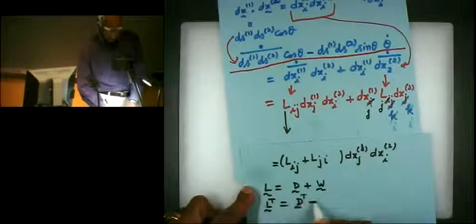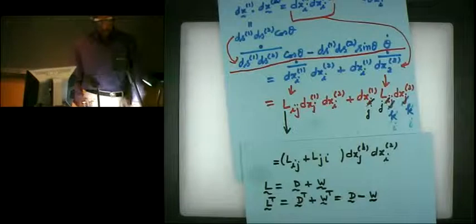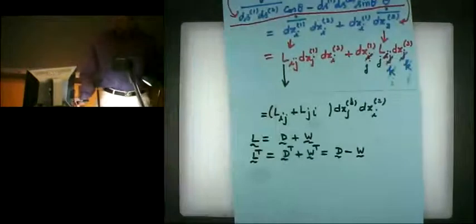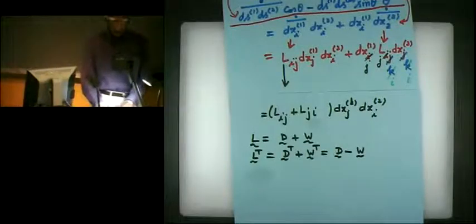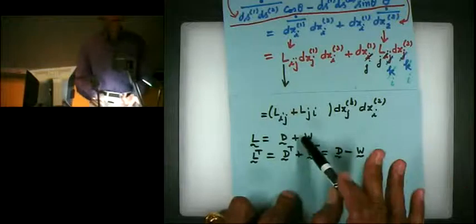So L transpose is D transpose plus W transpose, but D is symmetric. That means its transpose equals the tensor itself, and W is skew symmetric, so W transpose equals minus W. So now if you add L plus L transpose, you get what? This W will cancel with that, and you will get 2D.